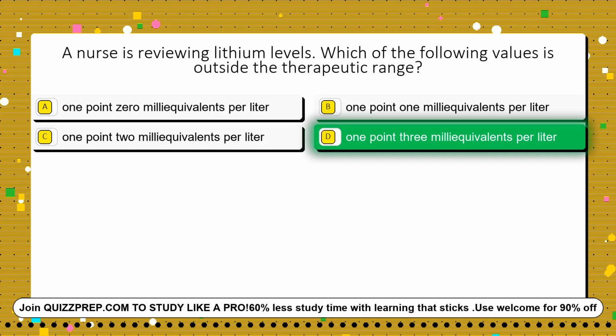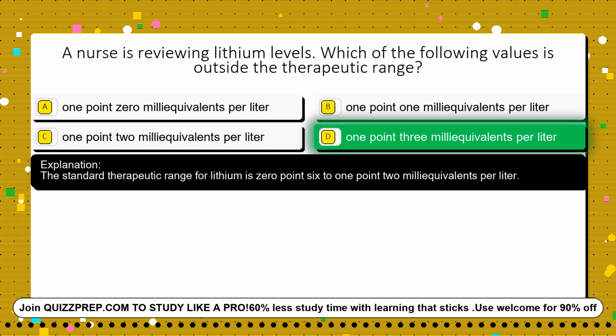The correct answer is option D, 1.3 milliequivalents per liter. The standard therapeutic range for lithium is 0.6 to 1.2 milliequivalents per liter.